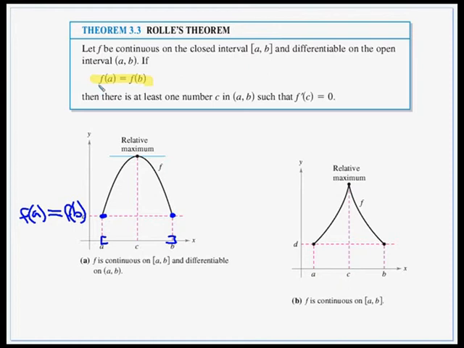And then the theorem goes on to state that if we have this condition met, then there has to be at least one number c in between a and b such that its derivative equals 0. And remember, when the derivative is equal to 0, we have a horizontal tangent line. And in the previous section, you know, that could be a min or a max.